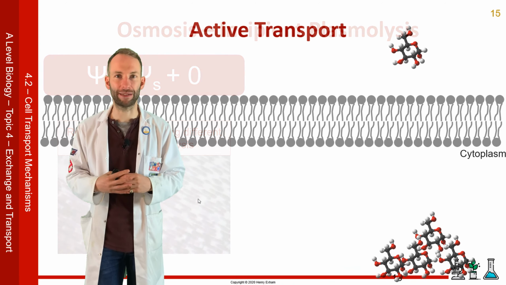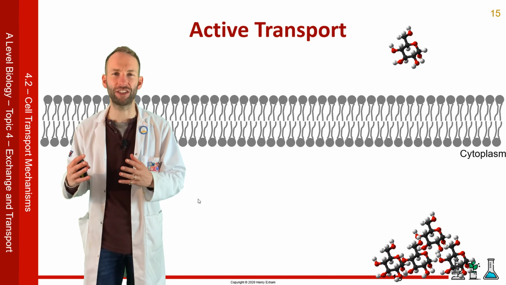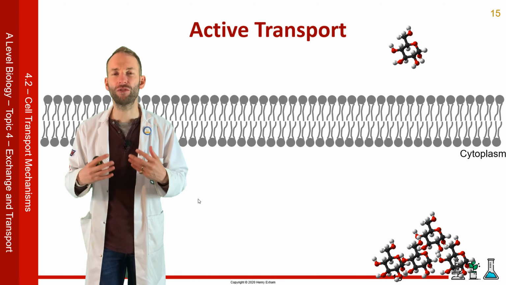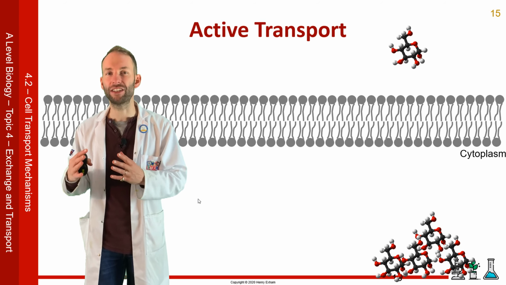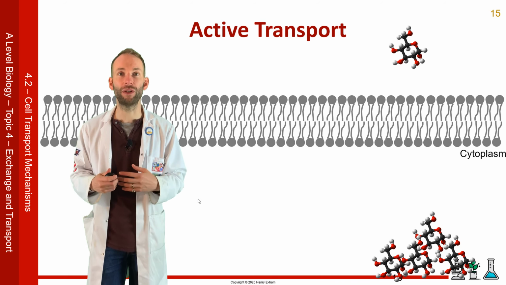Okay, active transport. Again, you probably have heard of this before. It's when you want to move something against a concentration gradient. When you want to do that, it's going to require energy because you're going against what diffusion naturally wants to occur. So we're going to need energy. Where do we get the energy from? We get it from ATP.